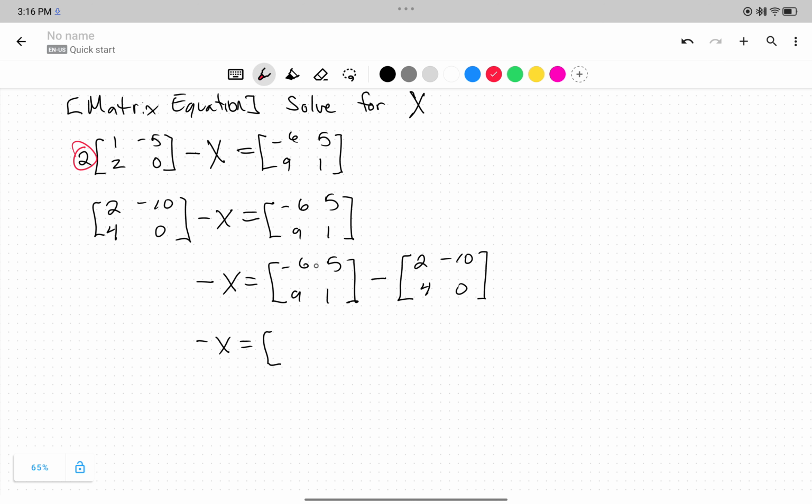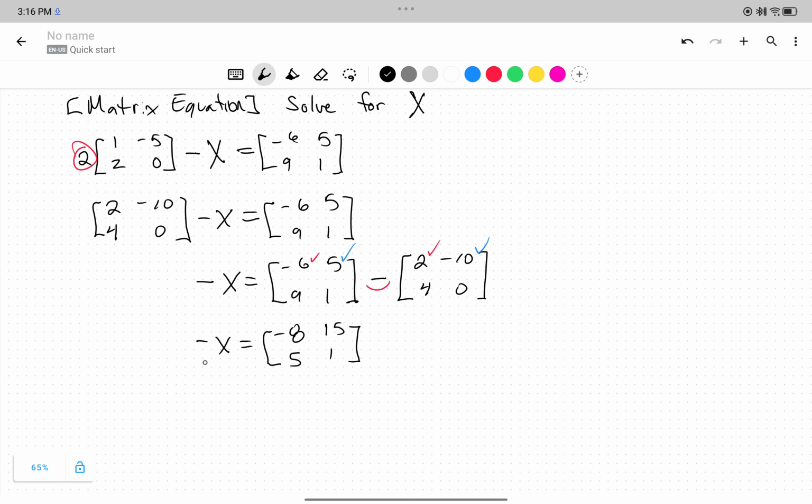Going back to the way it works, this goes with this, and you're supposed to do this. Negative 6 minus 2 is a negative 8. And then this one goes with this one. 5 minus a minus 10, that's a plus 10, so that's 15. And do that for the rest of them. 9 take away 4 is 5. 1 minus 0 is 1.